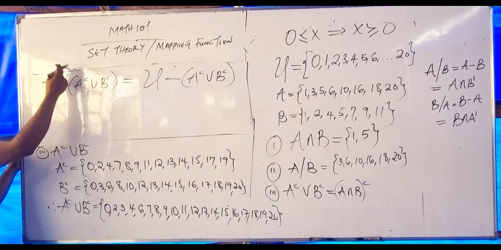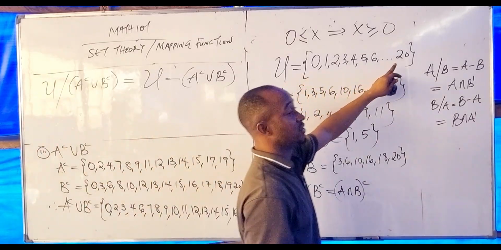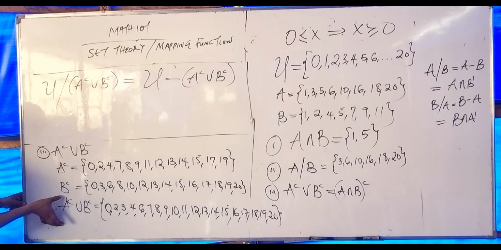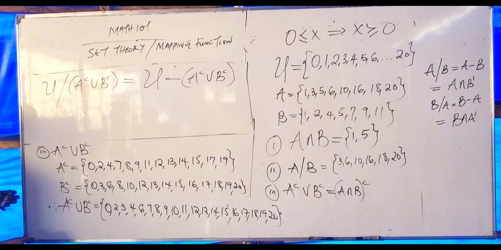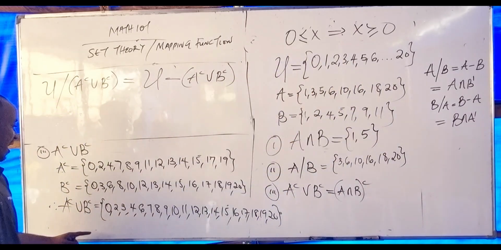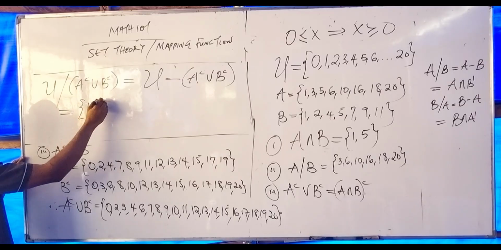Elements that are found in the general set. The general set is from 0 to what? To 20, right? But not in what? Not in this. Are you there? That means those elements in the general set minus this, which is what? 1 and 5. Is that clear?